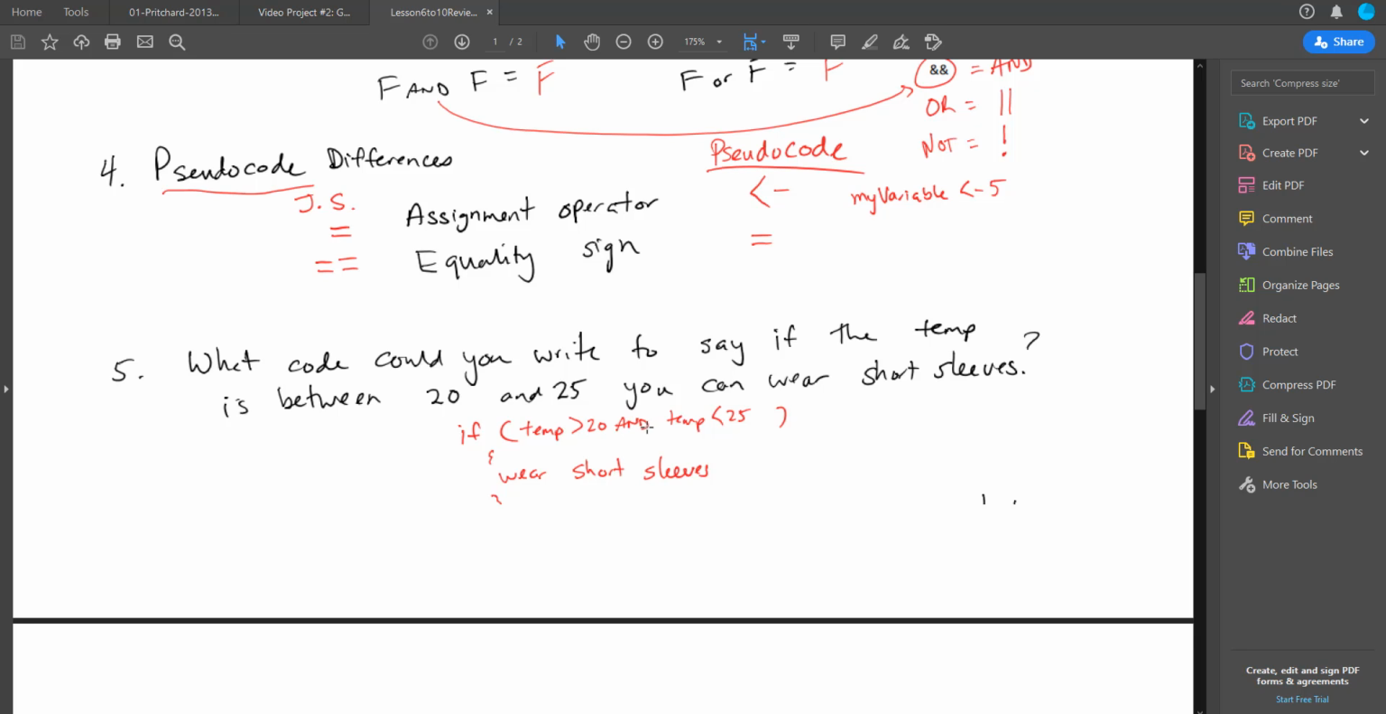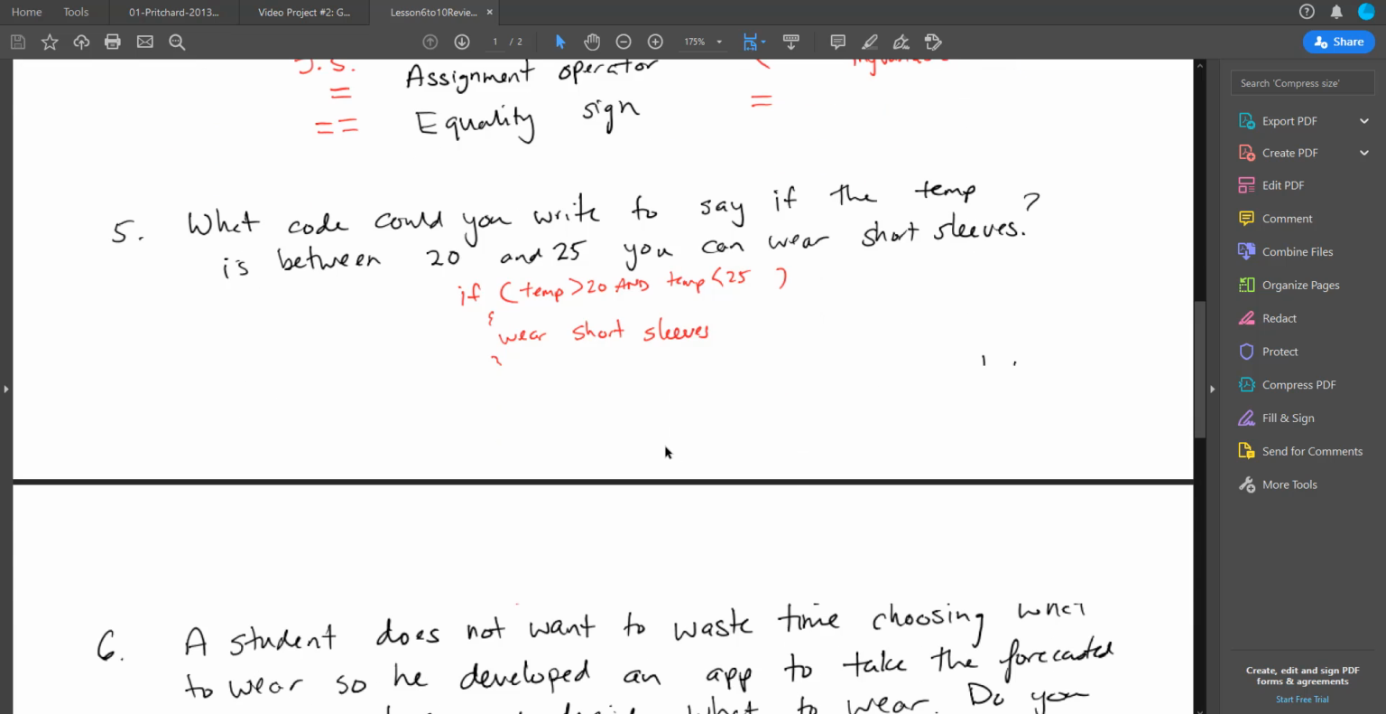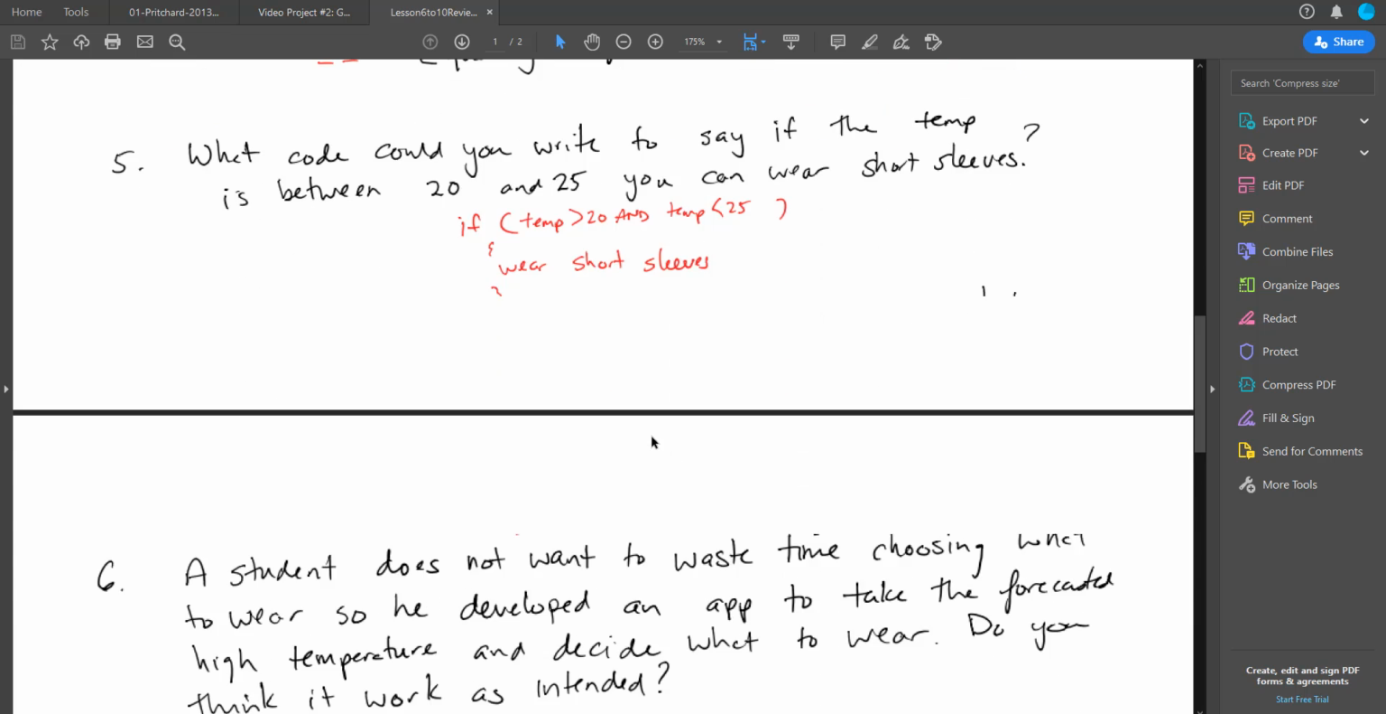If you did or, I mean, that could be 400 degrees, right? You just have to be a little bit careful because it wouldn't be quite the same there if you put in or, right? It would basically be any temperature would cause you to wear short sleeves. So just be careful with those, that you're being very precise.